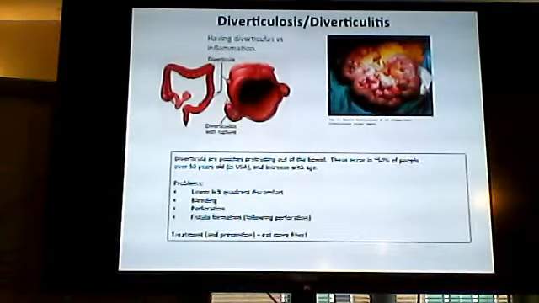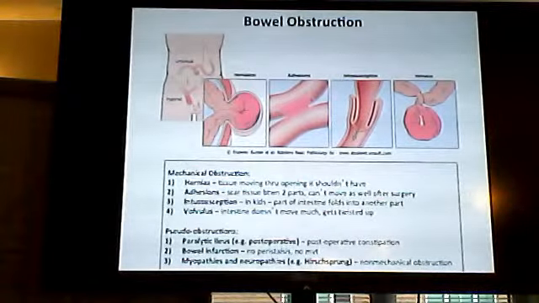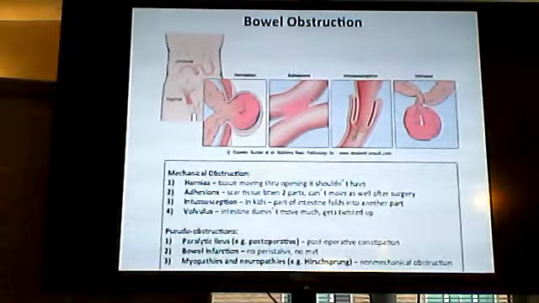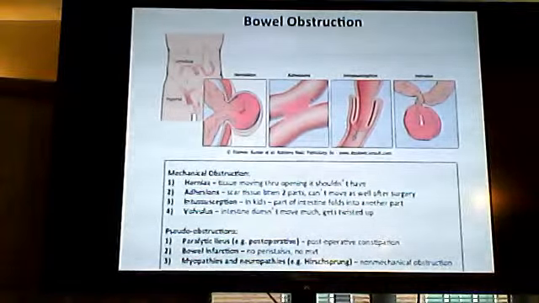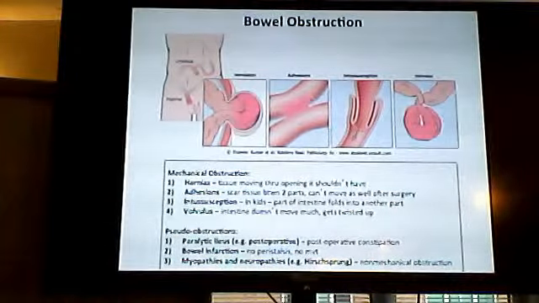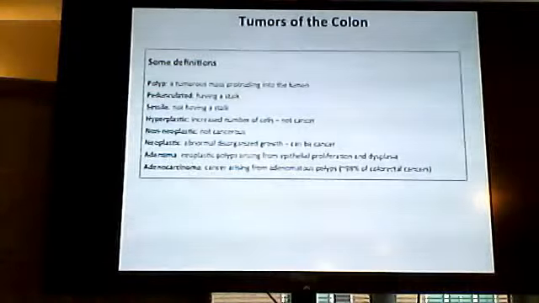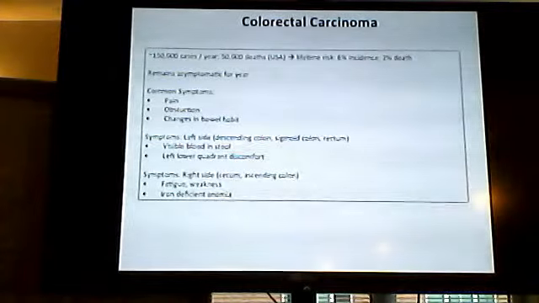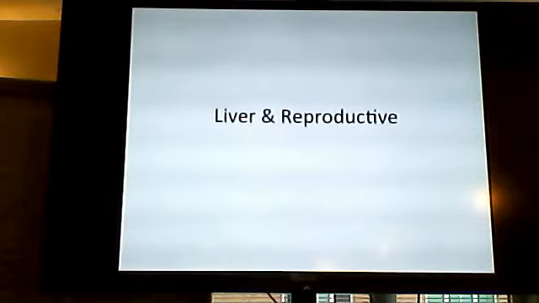Diverticulosis is having diverticula. Diverticulitis is having inflammation in the diverticula. And then bowel obstruction, you can have herniation, so it sticks into a part it shouldn't. Adhesion, scar tissues are sticking together. Intussusception is when the intestine is folding on itself, and then volvulus is when it twists on itself. And then tumors, colorectal carcinoma, know the tumor staging, put it on your cheat sheet, and then now we're on to liver.